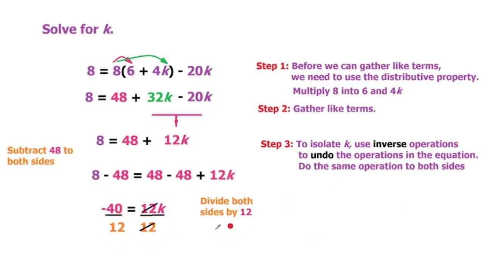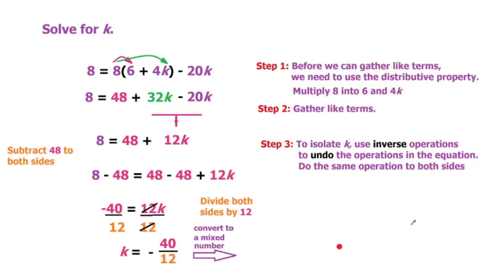So now this goes away and we have k on its own, which is what we want. We want to try to figure out what k equals. What value of k will make this expression true? That's what we're trying to find. So k equals negative 40 over 12.